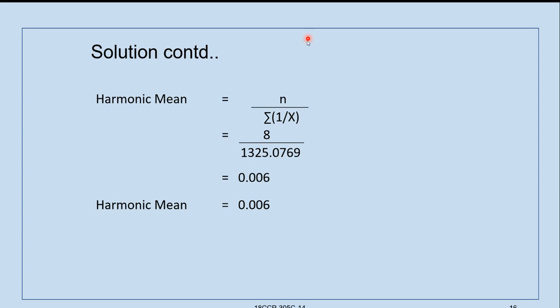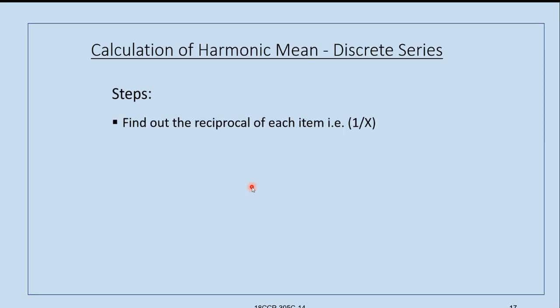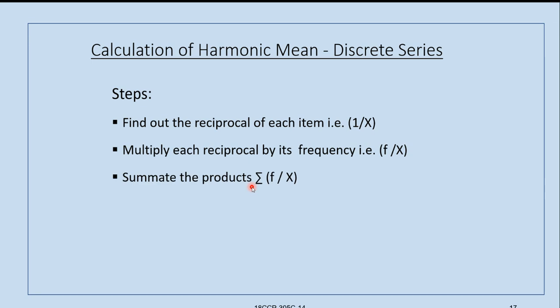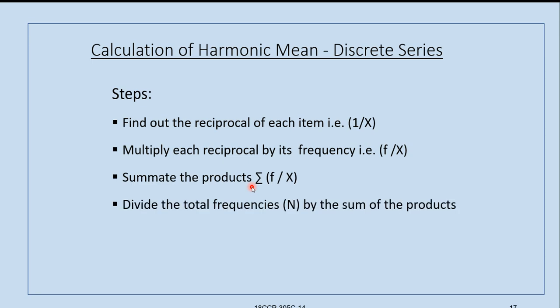Now we will go to the next method. The next method is discrete series, sorry, calculation of harmonic mean in discrete series. We will see the calculation of harmonic mean in discrete series. Here also we will try to understand what the steps are for calculating the harmonic mean.